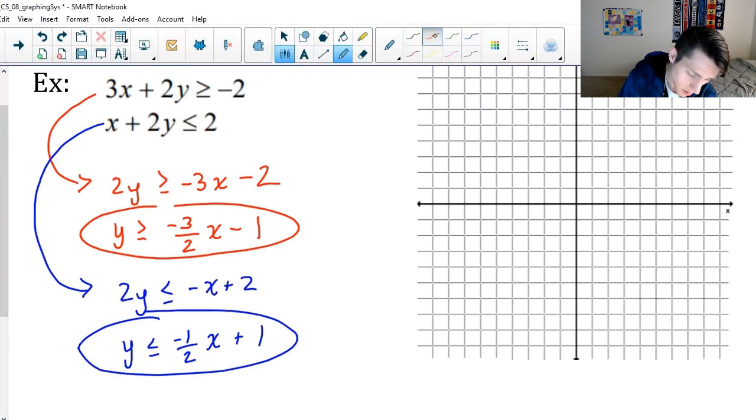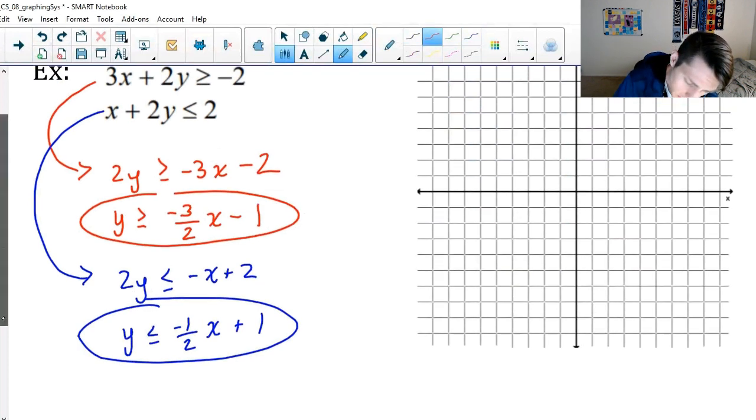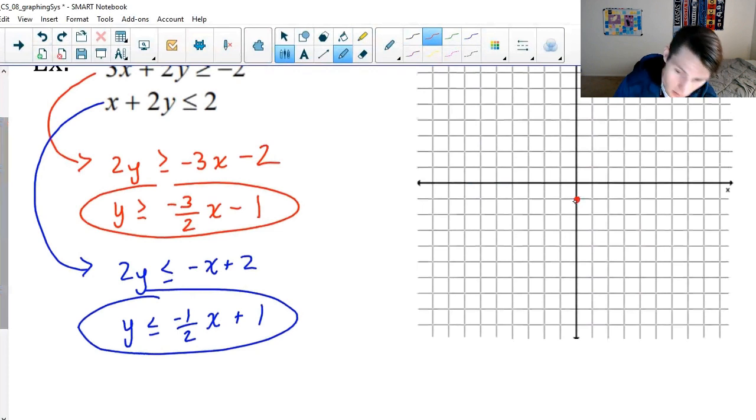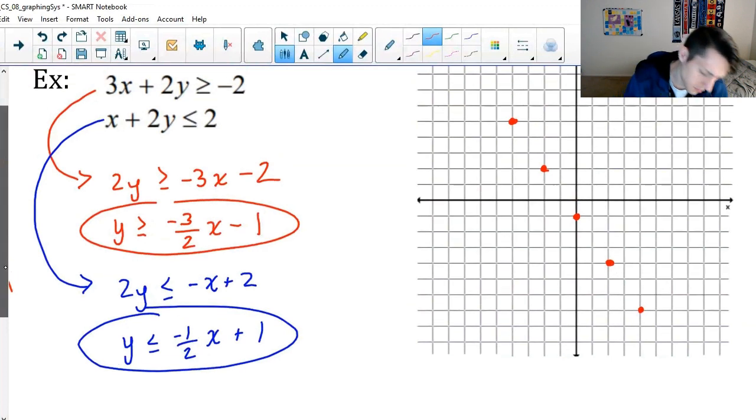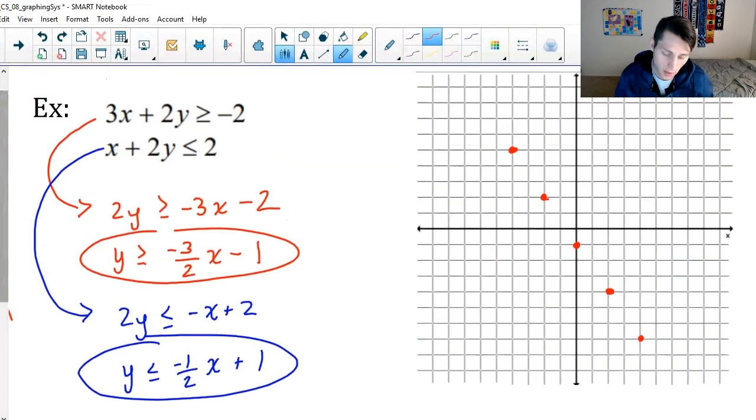So I'll start with the red one. Y-intercept minus 1. Rise over run, negative 3 over 2. So down 3, right 2. Or the opposite direction of up 3, left 2. This is y is greater than or equal to, so this will be a solid line.